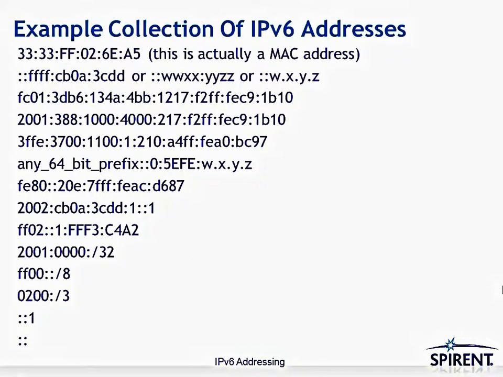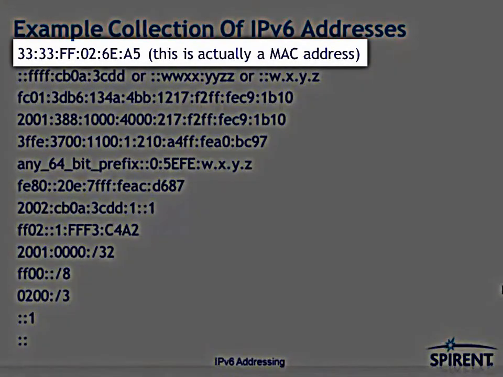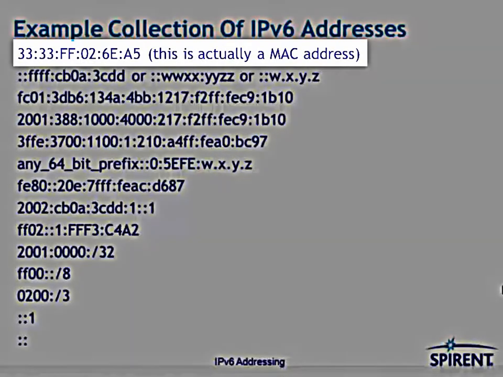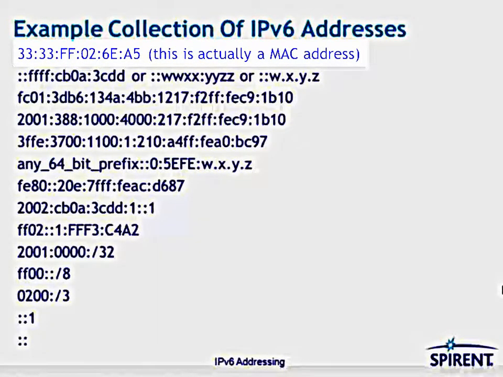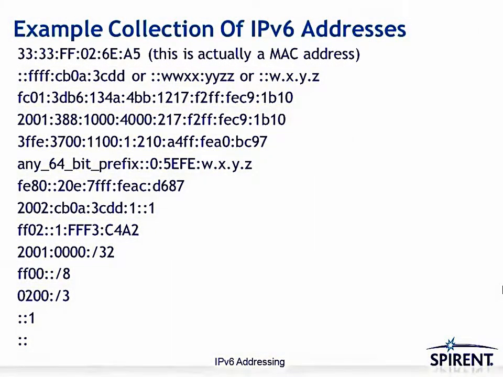This slide depicts an example collection of IPv6 addresses just to get you used to what you might be seeing out in the real world. Actually, the first address is not an IPv6 address, it's an Ethernet MAC address. It's a multicast MAC prefix 33:33 that's used when mapping IPv6 multicast addresses down to an Ethernet multicast MAC address. More about that on a subsequent slide.